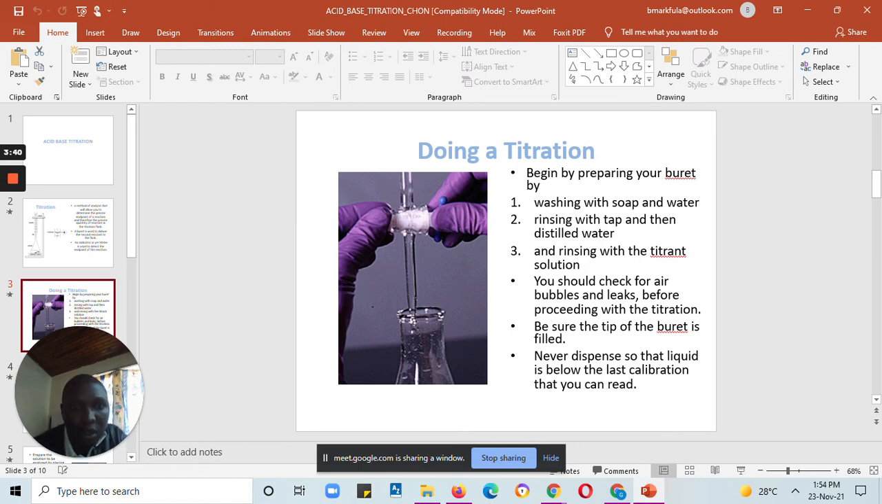You should also check for air bubbles and leaks when you're using the burette before proceeding with the titration. Be sure the tip of the burette is filled. Never dispense the liquid below the last calibration.